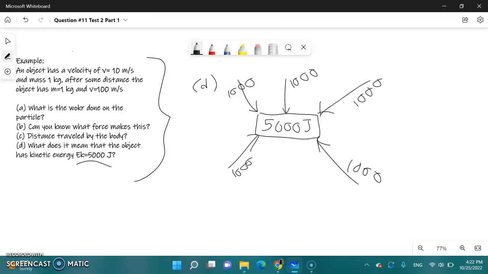And this could be split up in any way. It could be many 500s or thousands. Either way, we ultimately do know that this particle has been given this energy.